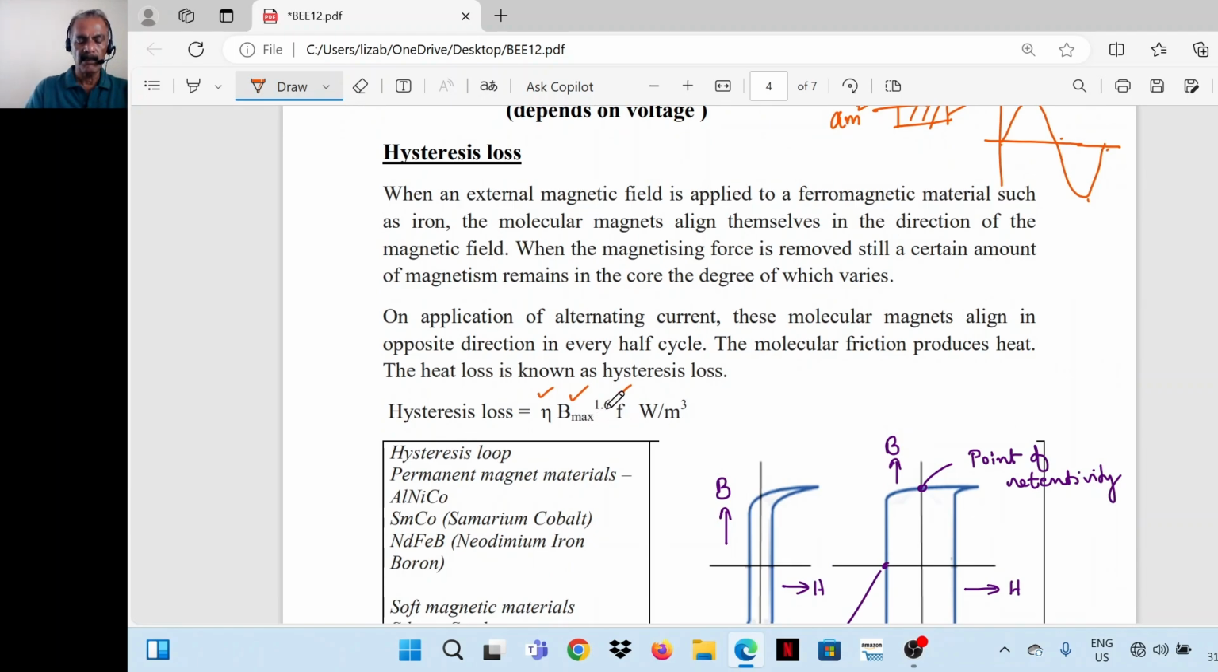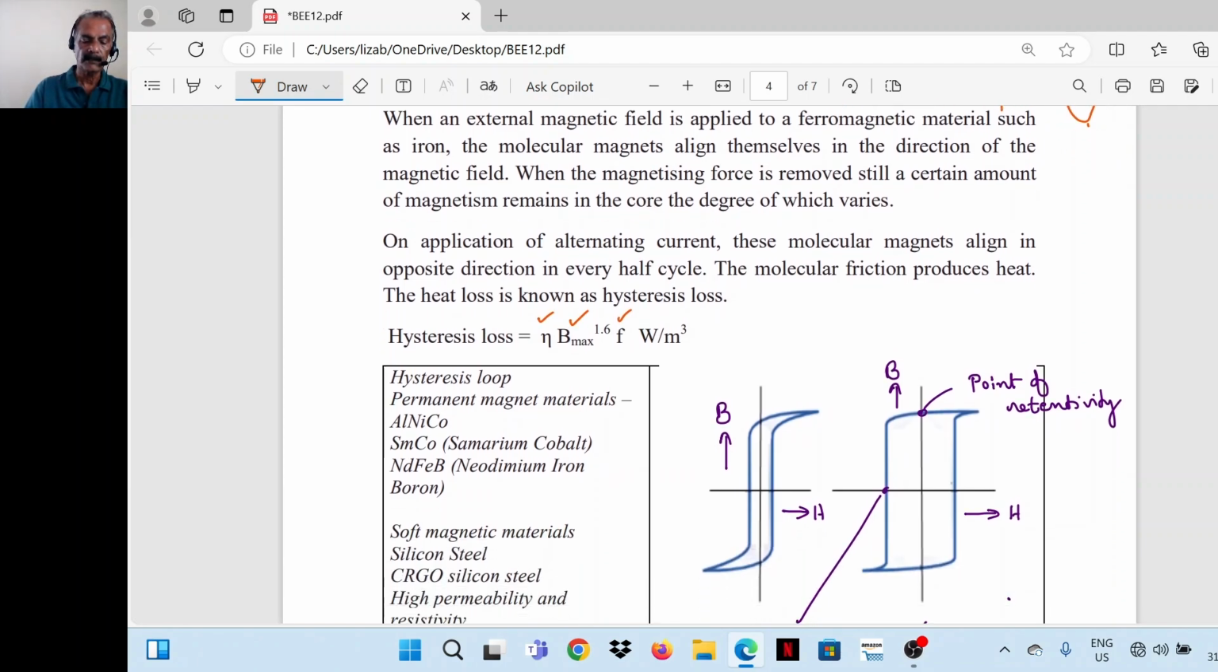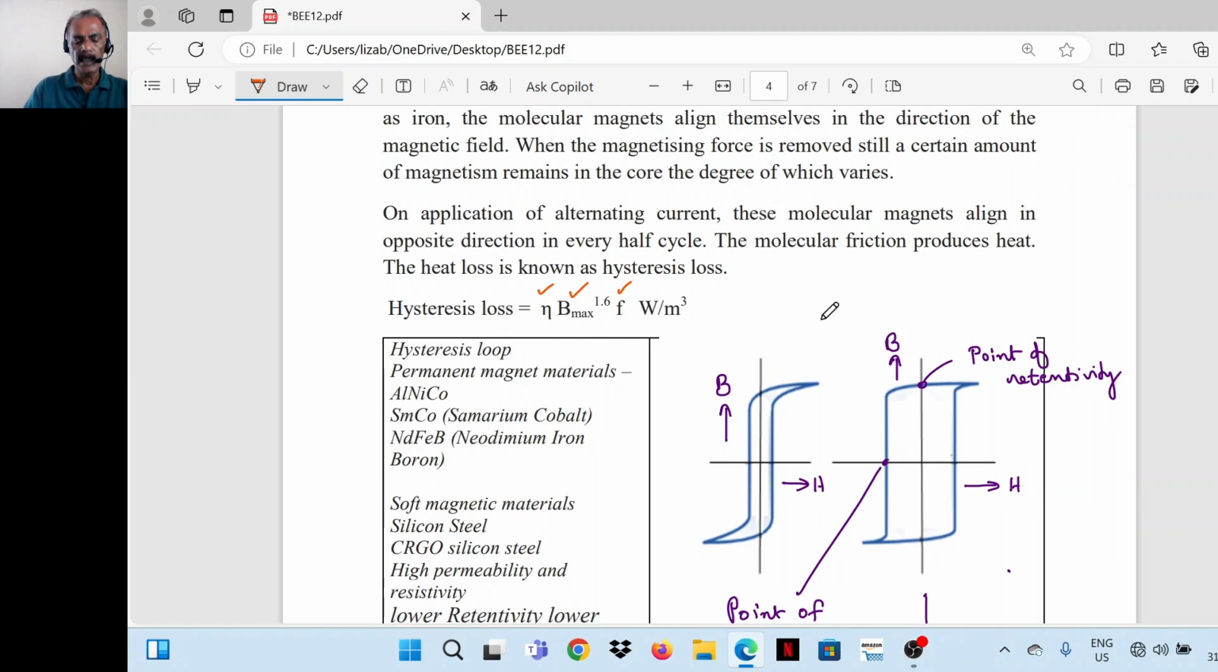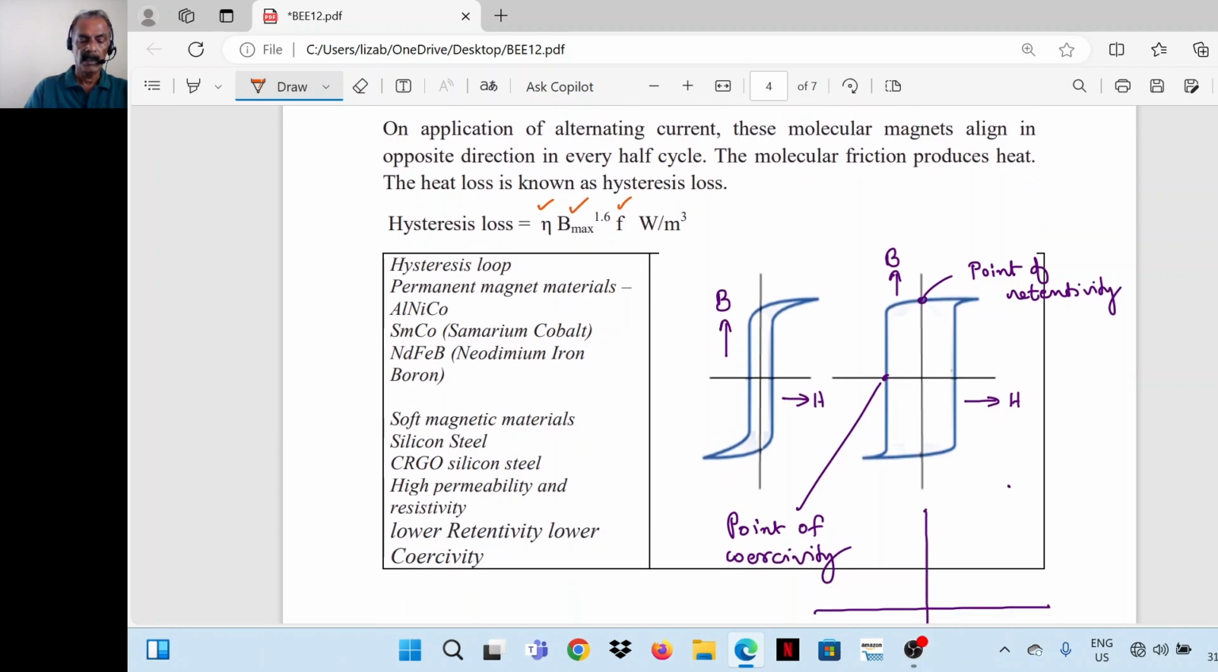Bmax is the maximum flux density, to the power of 1.6. Eta is called the hysteresis coefficient. So this is an approximate equation for hysteresis loss. And here a few materials are given which are used for the construction of permanent magnets as well as for transformer cores.